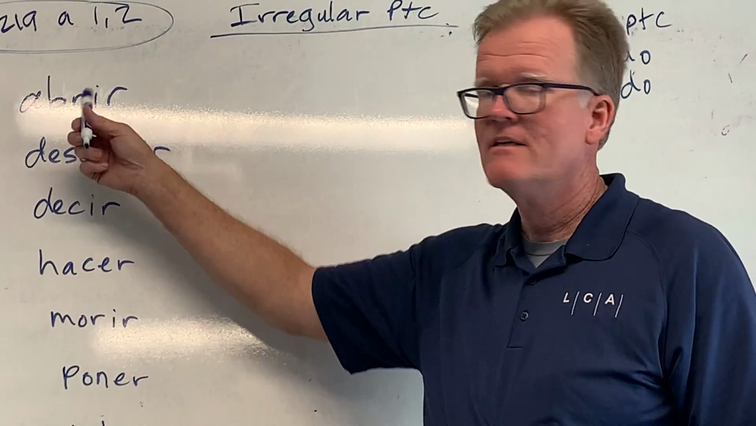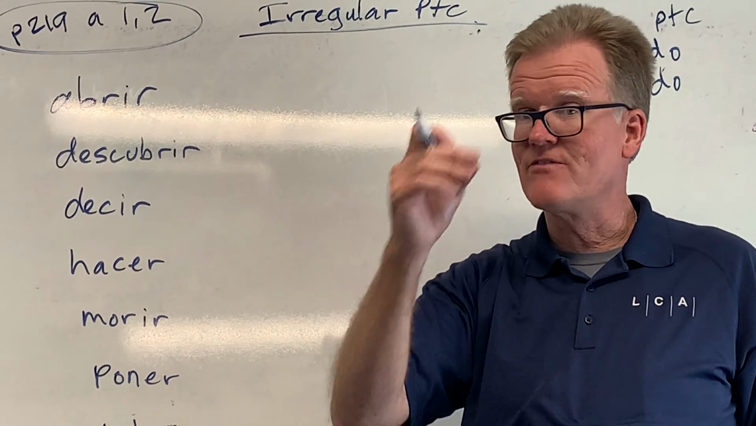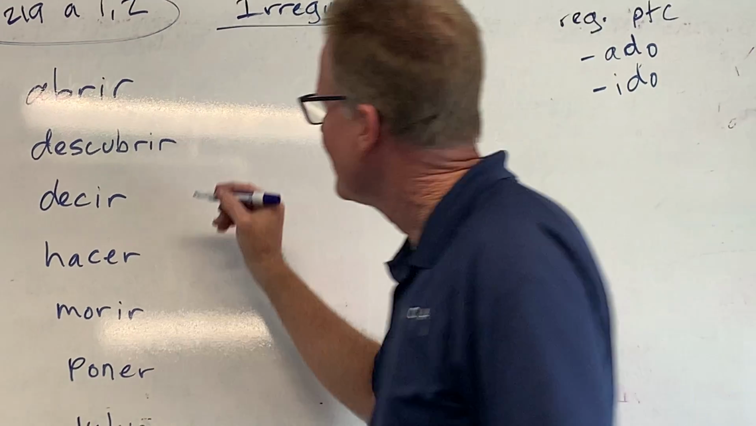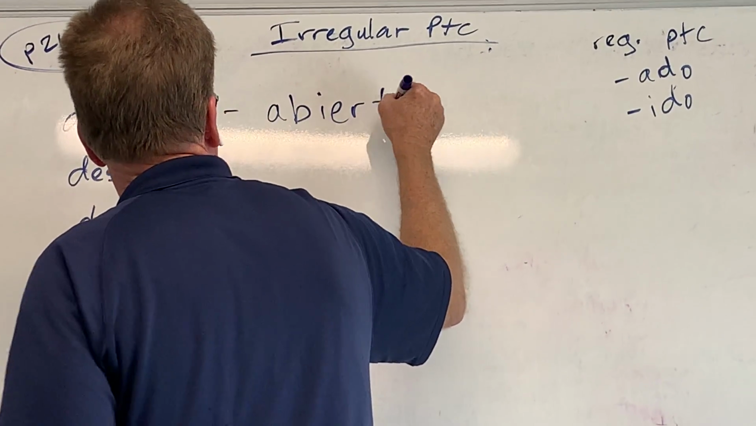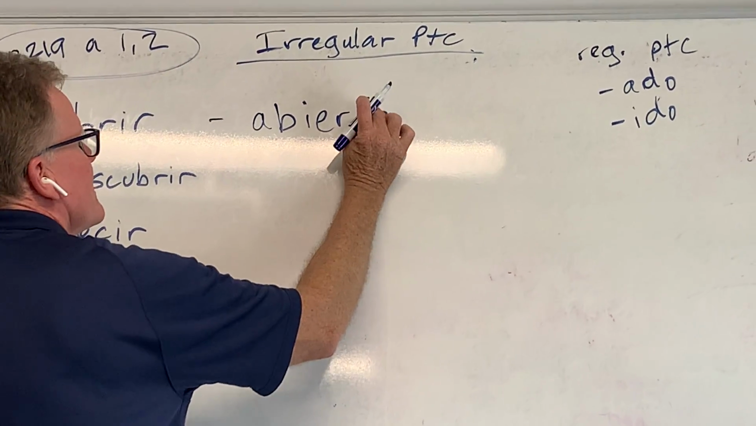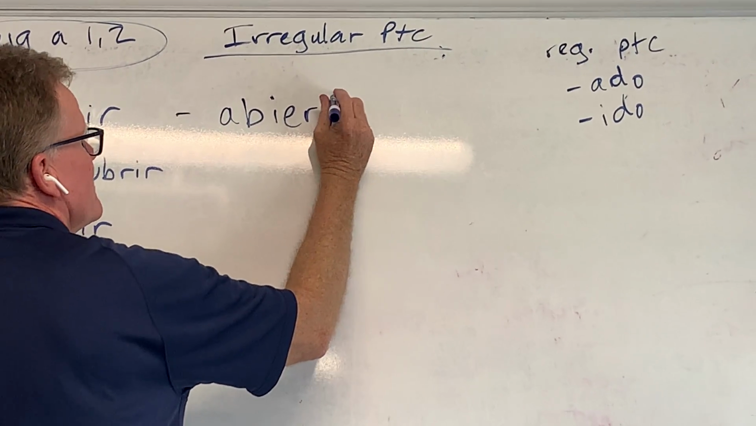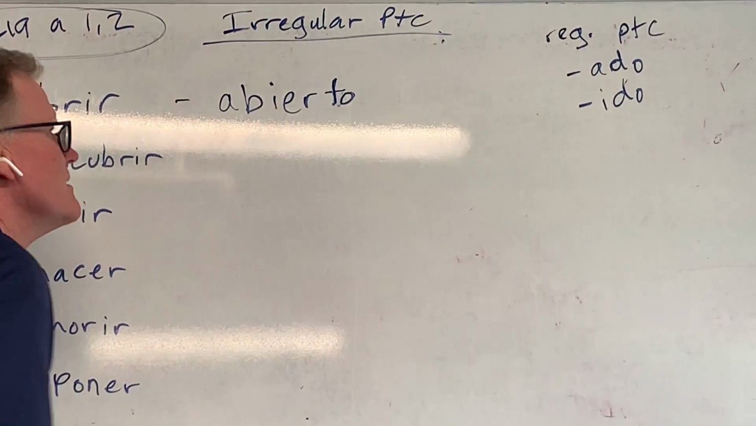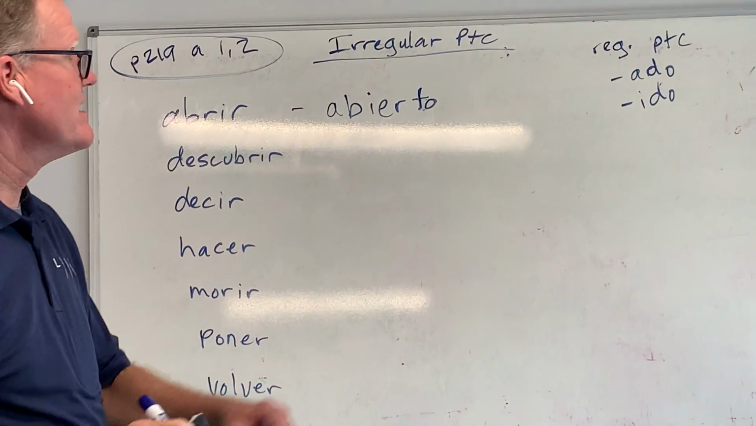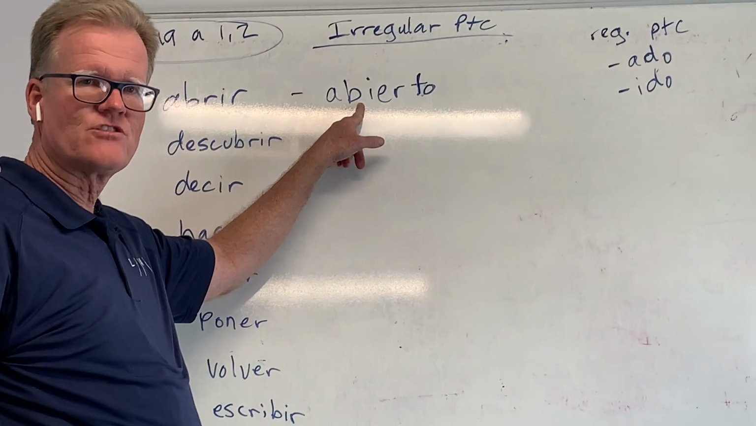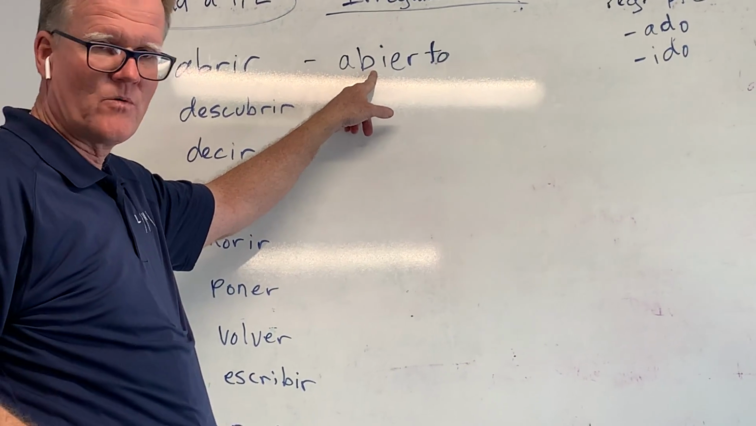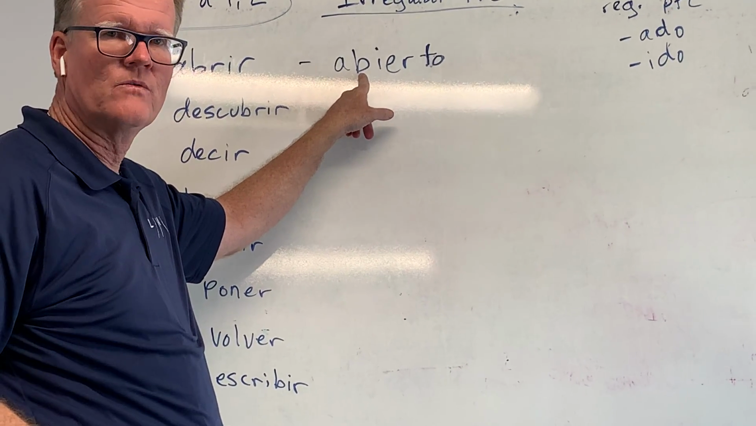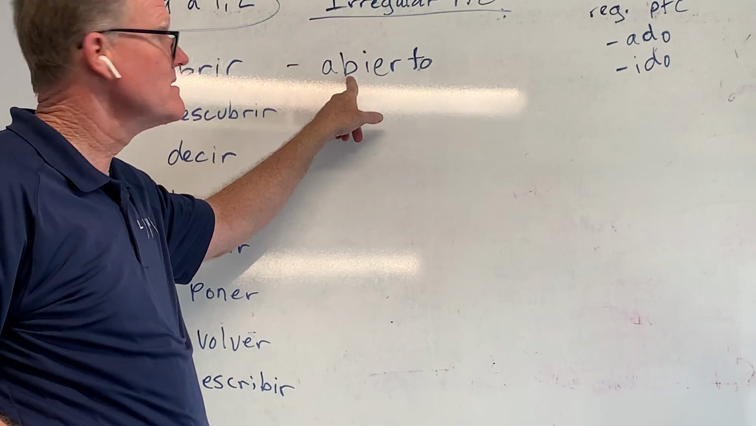So abrir, hopefully you know what that means. It's on your verb list, to open. And so the participle is abierto. Okay, does that look like a T? And that's a T, abierto. Okay, and maybe you've seen this at a store, a Spanish-speaking store. They have a sign that says open. It says abierto, and that's an irregular participle.